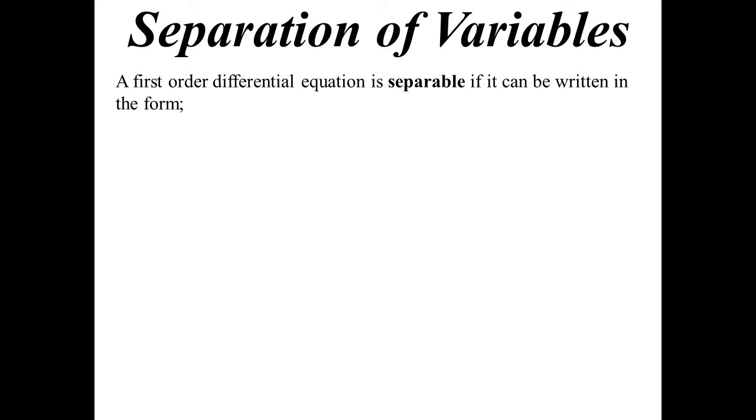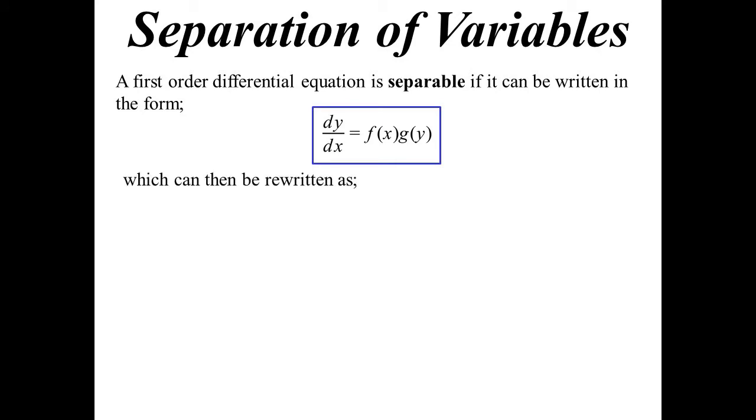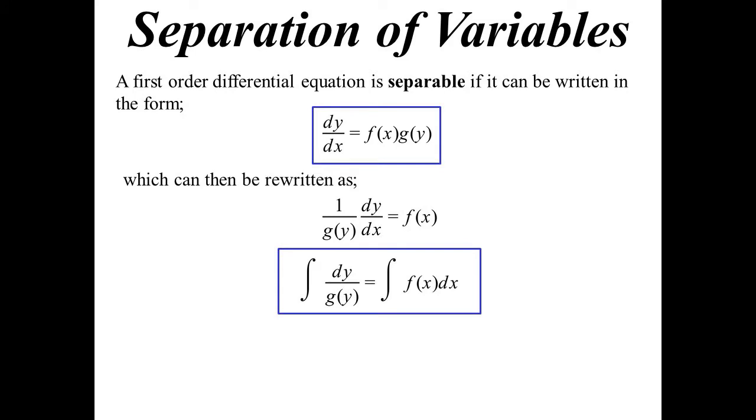So we're going to look at the technique, separation of variables. Now, it's possible to do it if we could rewrite the derivative in the form function of x times some function of y. If we can do that, then it'd be possible to separate the y's and the x's and end up with something like this: the integral of dy over g(y) is equal to the integral of f(x) dx. But then once we've got that in that format, we can handle the problem.